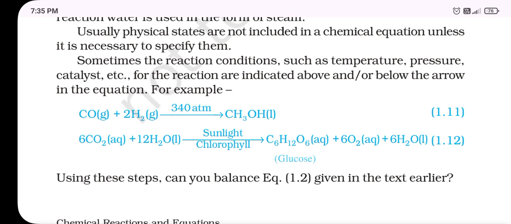Temperature, what are these three things over here? It is temperature, pressure and catalyst, etc. The reaction conditions are indicated above or below the arrow in the equation.